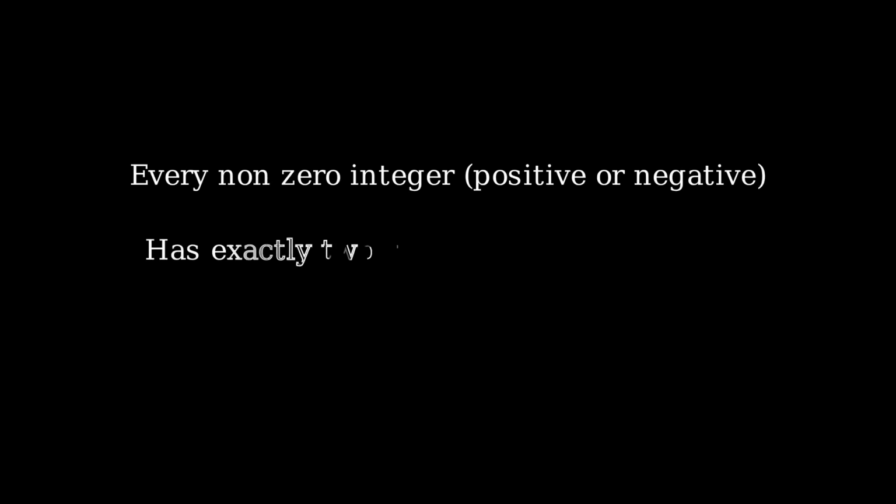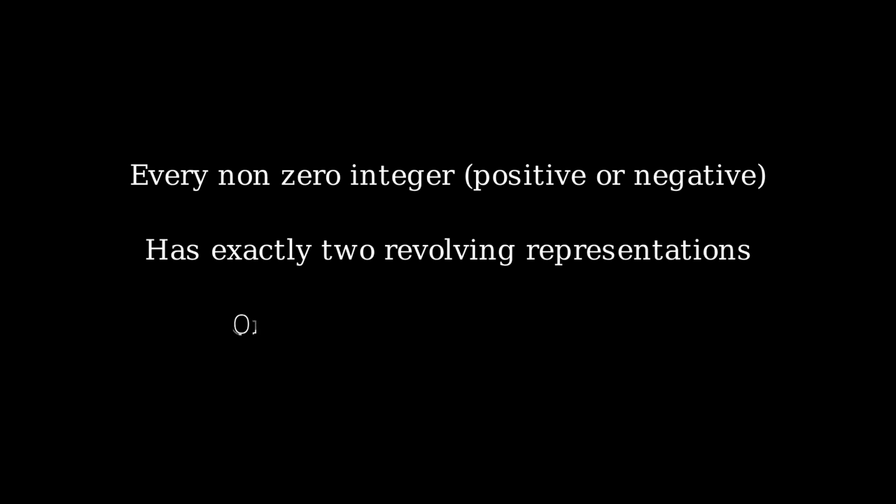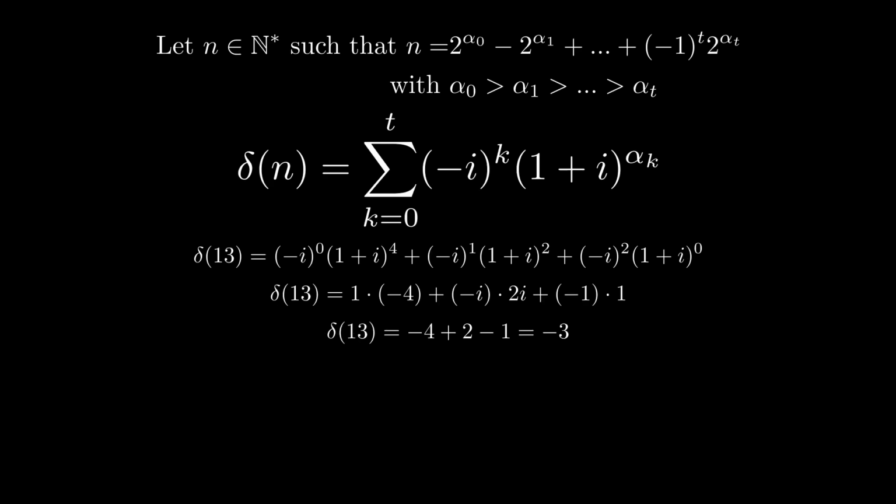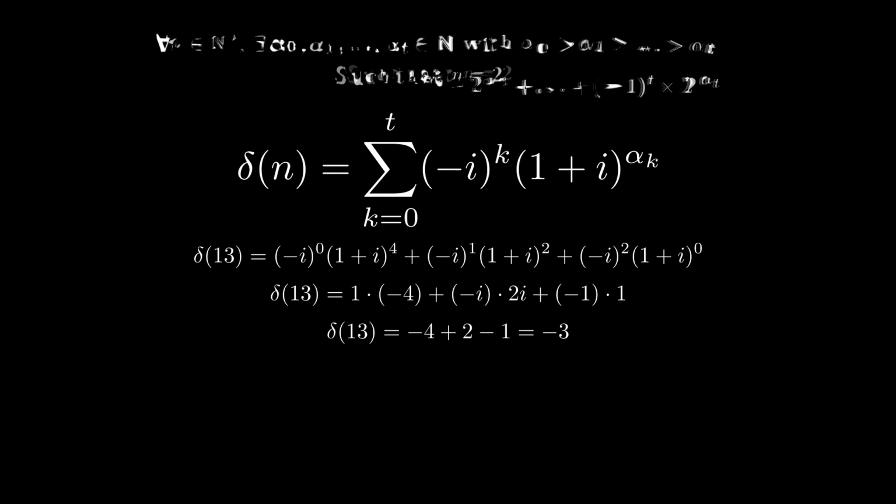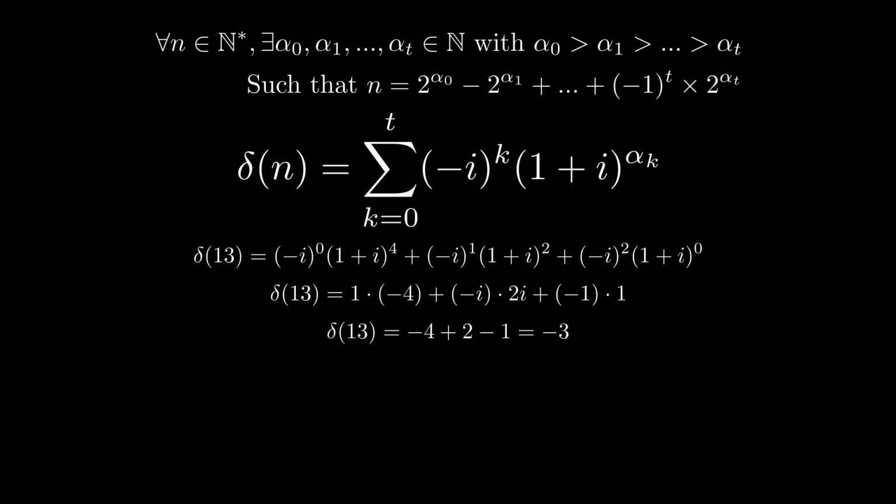This construction method allows us to prove that every number, positive or negative, has exactly two revolving representations. One positive representation, one negative representation. This is very useful because it tells us that the recursive definition of delta we had earlier can be applied to every integer, and thus we can get any step of the dragon very easily.